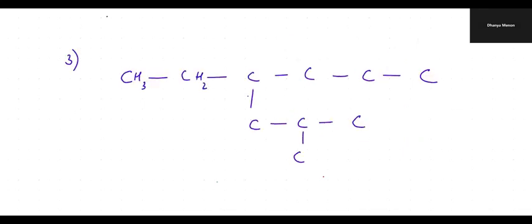3 valency satisfied, 1 more needed. 2 valency satisfied, 2 more needed. 2 valency satisfied, 2 more needed. 1 valency satisfied, 3 more needed. 2 valency satisfied, 2 more needed. 3 valency satisfied, 1 more needed. 1 valency satisfied, 3 more needed. 1 valency satisfied, 3 more needed.